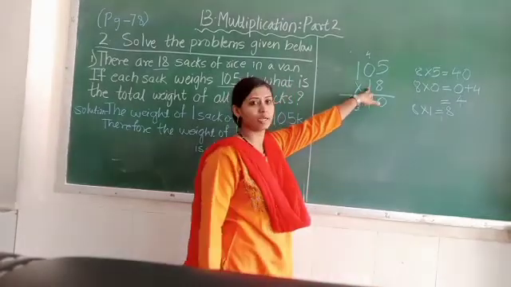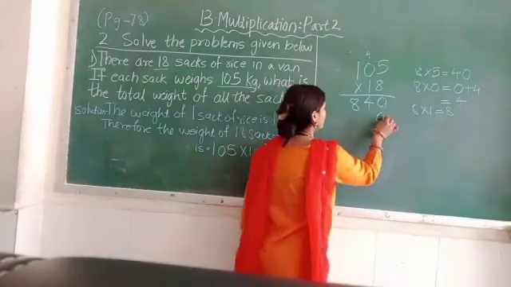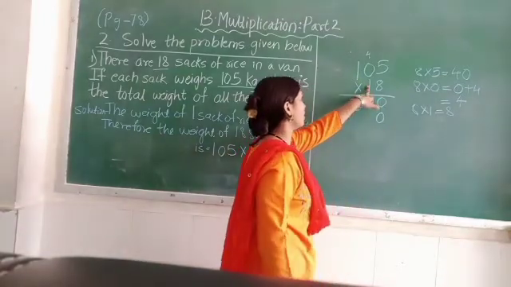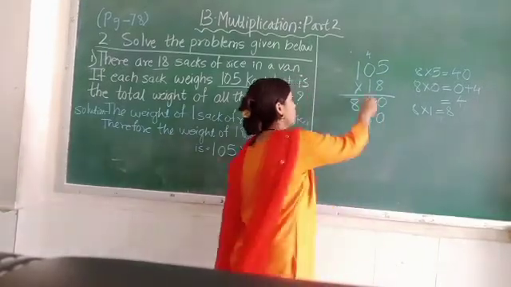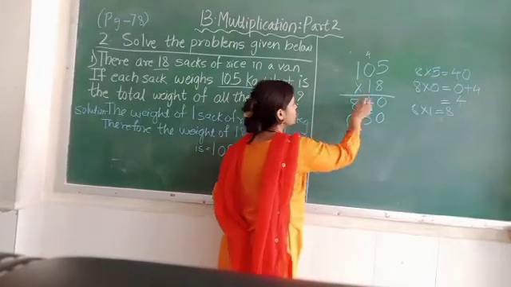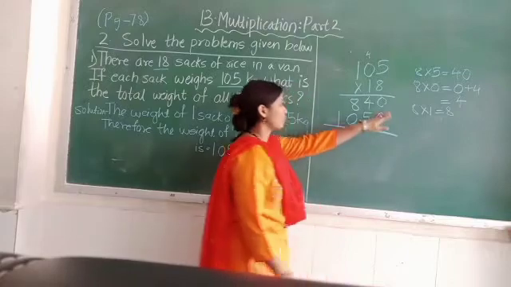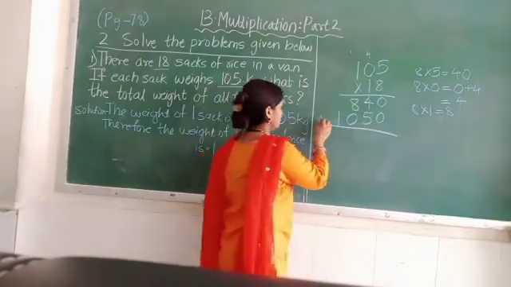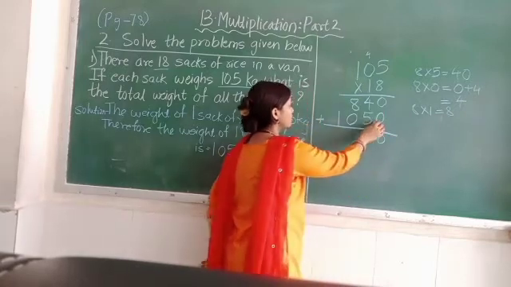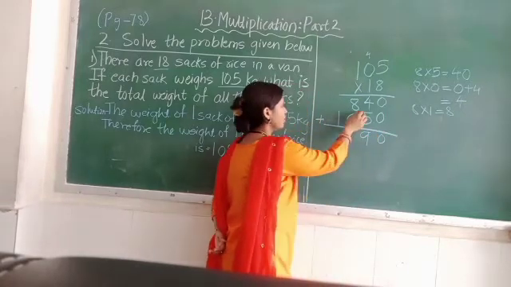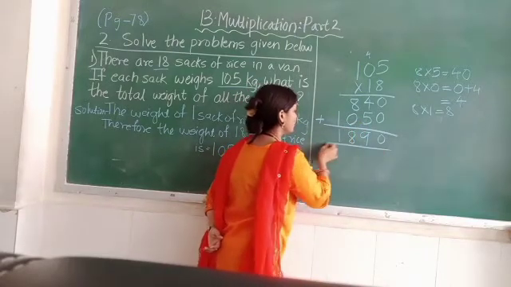Now whenever we are multiplying the number in the tens place, what do we do? First we write a 0, then we will start multiplying. 1 multiplied by 5 is 5. 1 multiplied by 0 is 0. 1 multiplied by 1 is 1. Now what will we do? We will add both the answers. 0 plus 0 is 0. 4 plus 5 is 9. 8 plus 0 is 8 and this 1 will come down as it is.